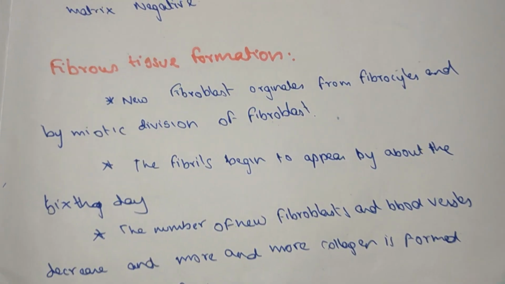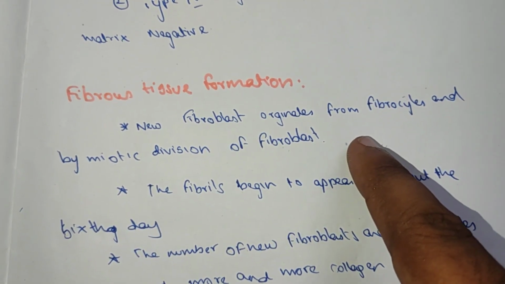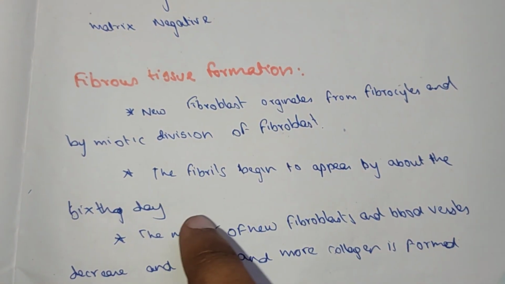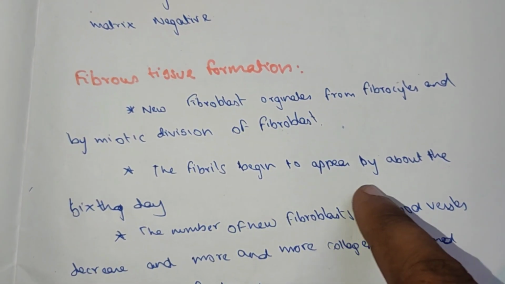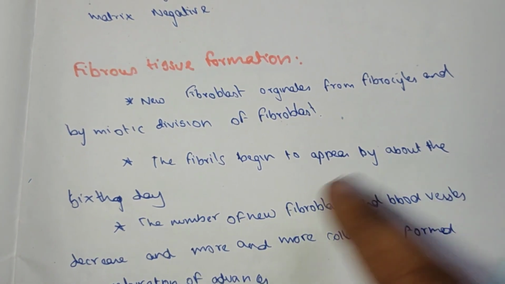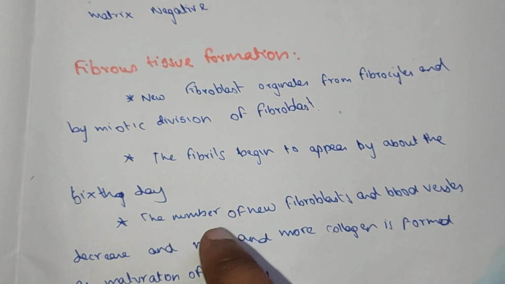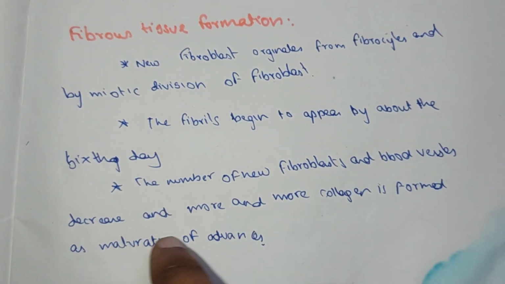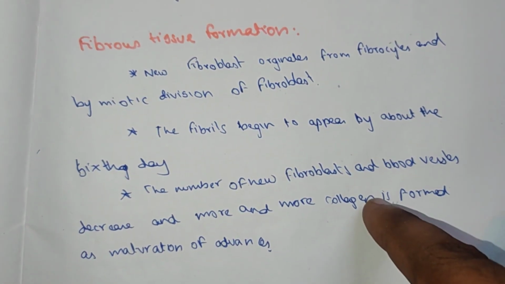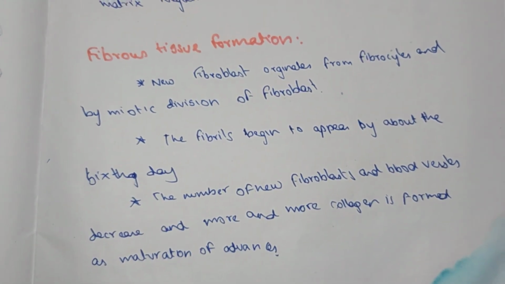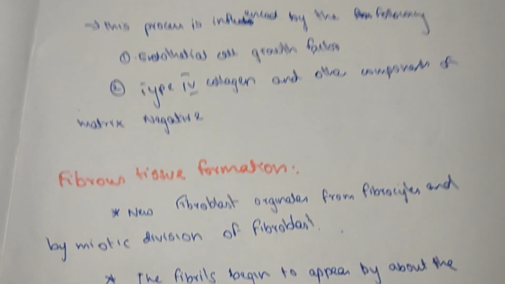The fibrous tissue formation. New fibrous tissue originates from fibrocytes by the mitotic division of the fibroblasts. The fibrils begin to appear by about the birthday. The number of new blood vessels decreases as the number of fibroblasts increases, and there is more collagen as the maturation advances. These are the two stages.